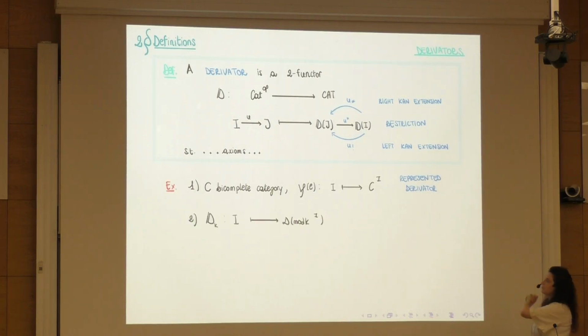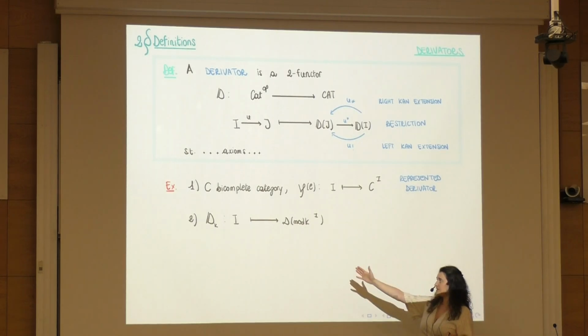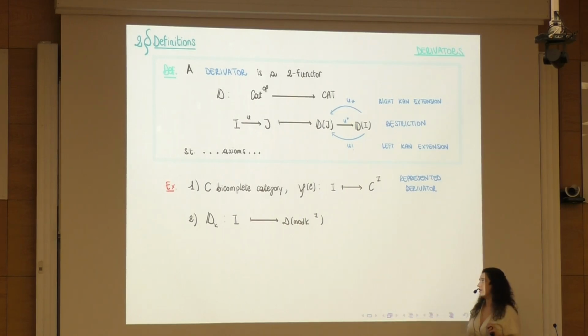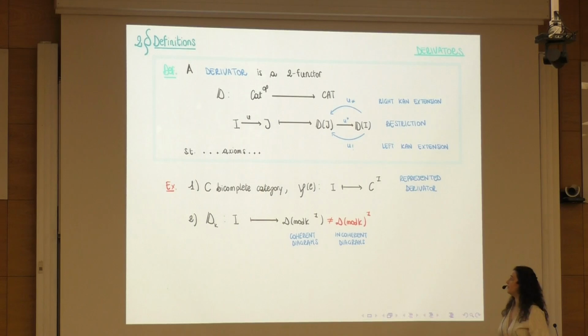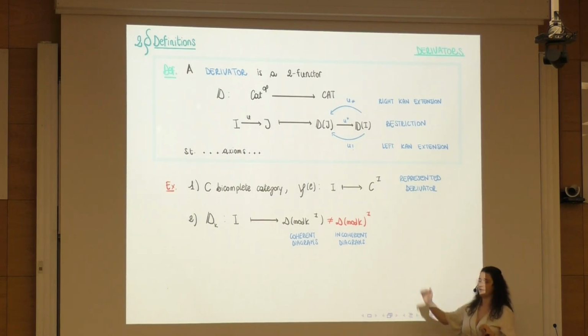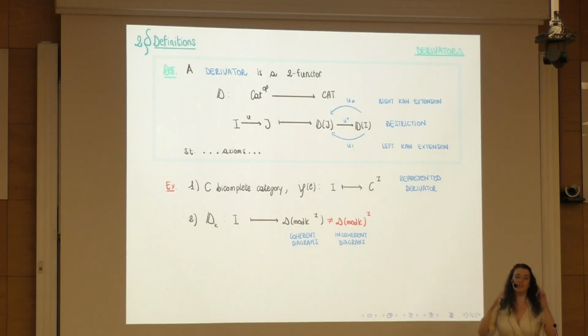The second example is the one related to the derived category, which was the one we were interested in, and as I pronounced, it sends a small category I to the derived category of the diagram category. I would like to underline once more that this is actually different from the diagram category itself. We remark this difference by speaking about coherent diagrams and incoherent diagrams. So derivators are I-shaped coherent diagrams.